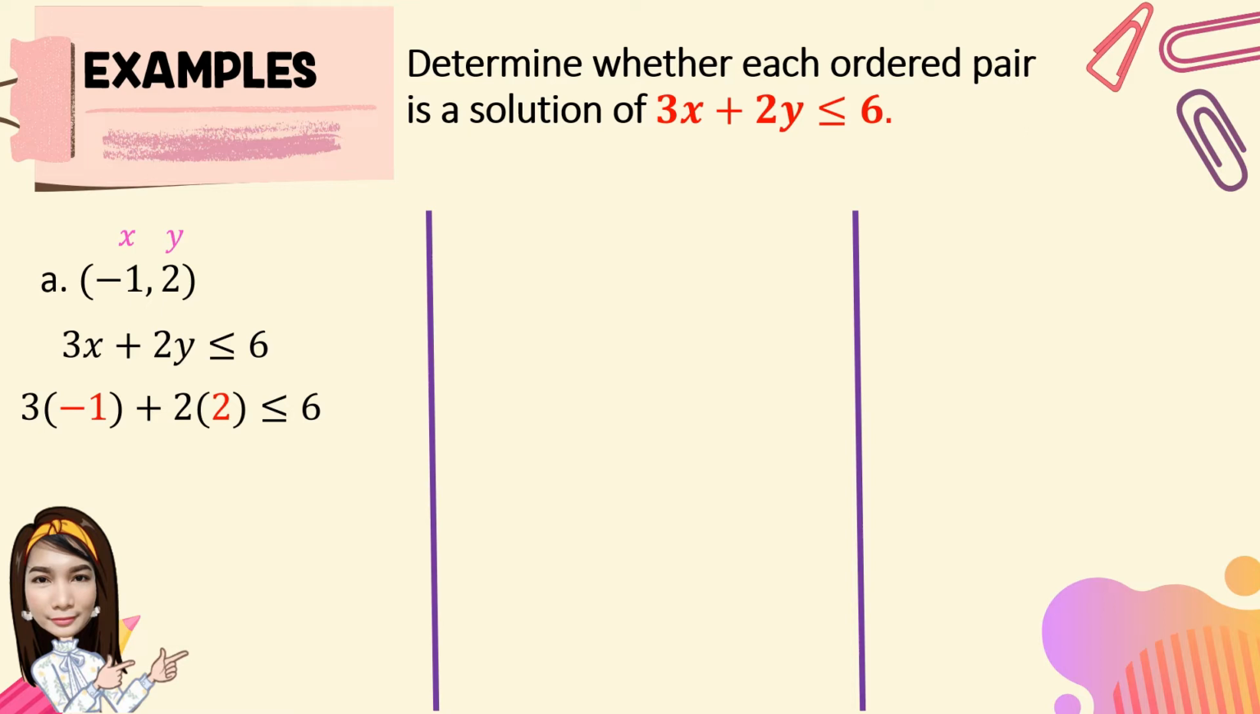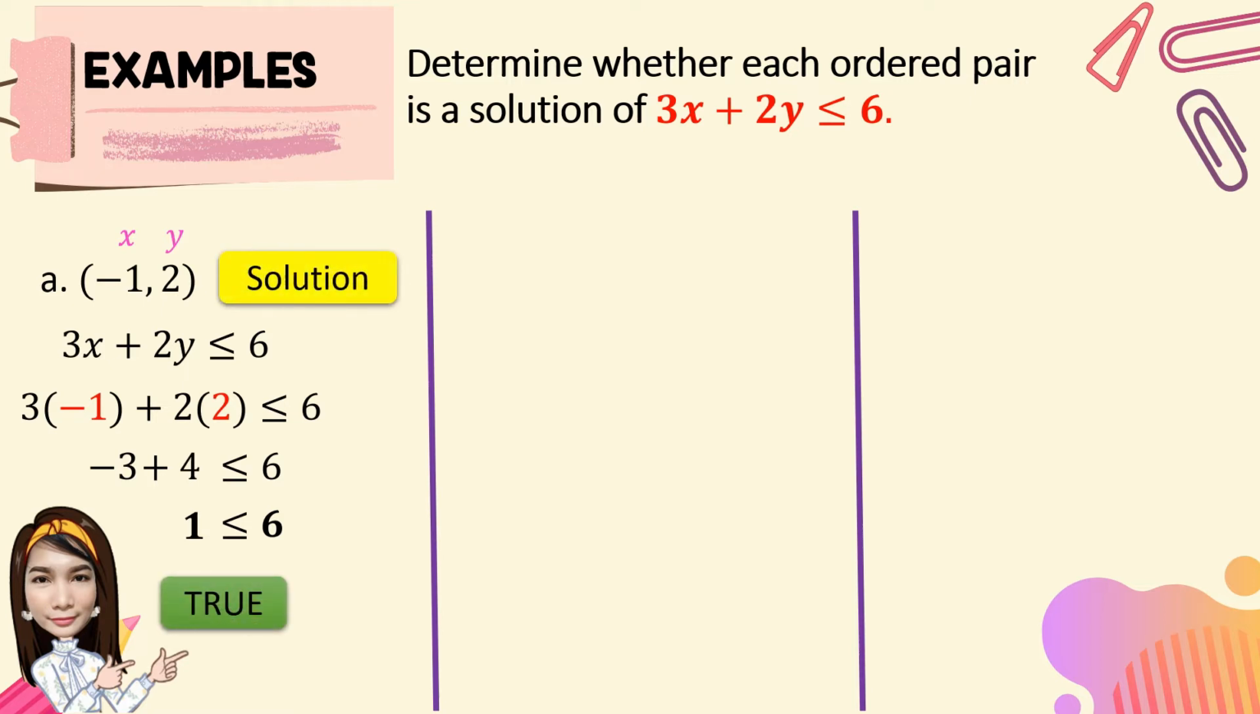Perform multiplication. 3 times -1 equals -3, plus 2 times 2 equals +4, is less than or equal to 6. Now perform addition. If you are going to add unlike signs, we subtract, then follow the sign of the larger number. As you can see, +4 is greater than -3. So the correct answer is +1 is less than or equal to 6. That is considered true. And if the statement is true, therefore, (-1, 2) is considered a solution.